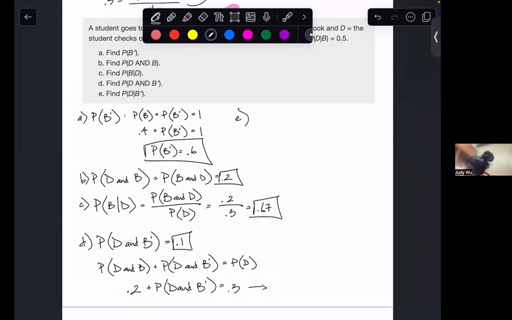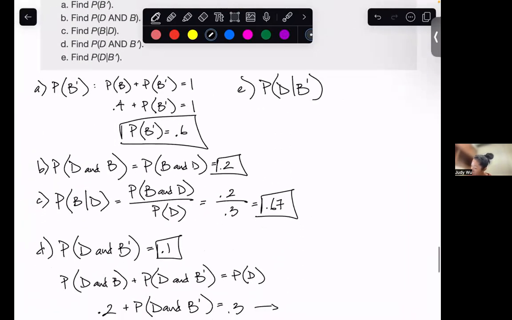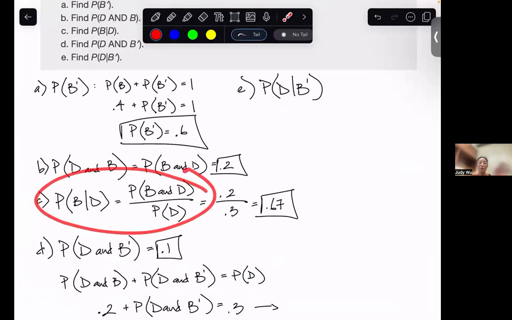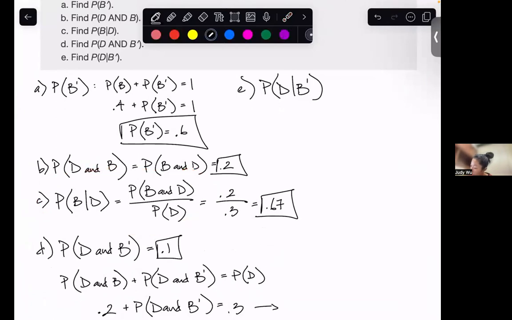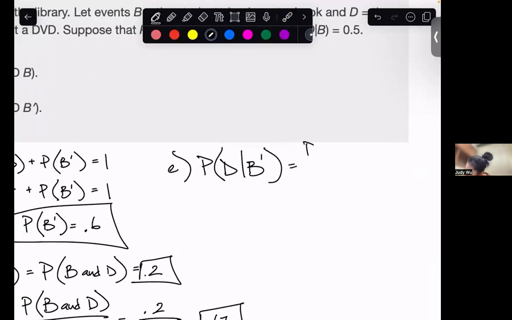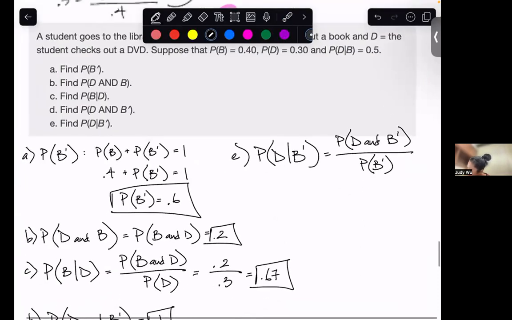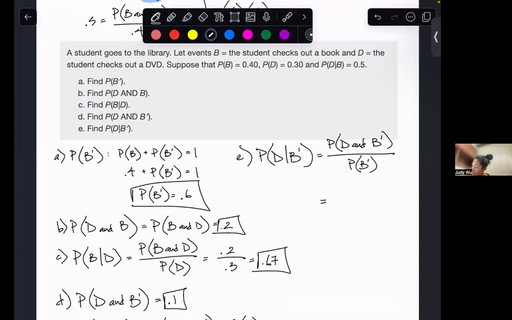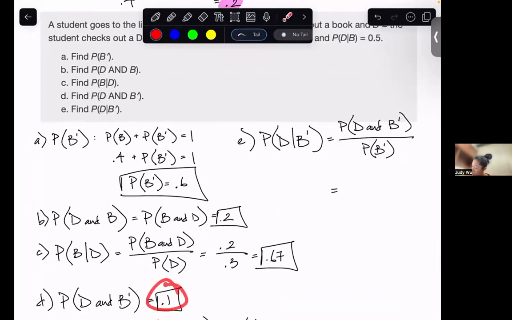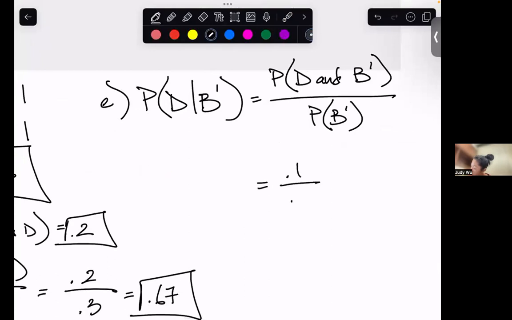But last but not least, let's go ahead and find the probability of D given B prime. When we're finding that in part E, we're still going to use this formula, but the order that we put the letters just needs to match the formula. And so this will give us the probability of D and B prime over the probability of the second one, the given one, B prime. And if we do this, we've actually found a lot of these answers so far. We found that the probability of D and B prime is 0.1, and the probability of just B prime is 0.6. And so I get 0.1 divided by 0.6, which should give me a probability of 0.167.